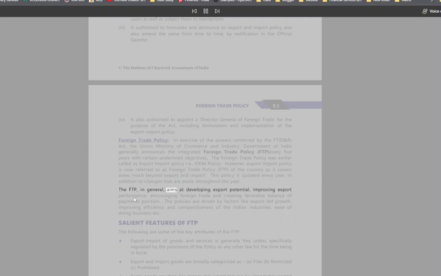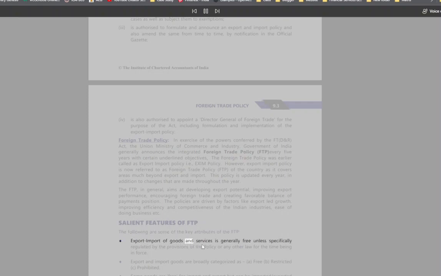The FTP, in general, aims at developing export potential, improving export performance, encouraging foreign trade and creating a favorable balance of payments position. The policies are driven by factors like export-led growth, improving efficiency and competitiveness of the Indian industries, ease of doing business, etc. Salient features of FTP. The following are some of the key attributes of the FTP.